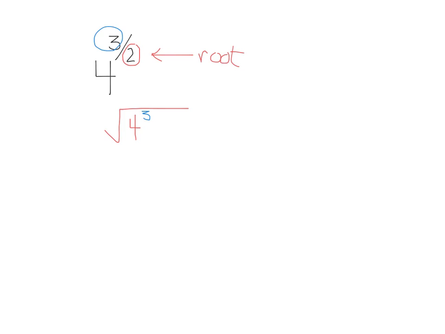So that means we can either take the square root of 4 cubed, or easier yet, we can take the square root of 4 and then cube that answer. Well, when we take the square root of 4, we get 2 because 2 times 2 is 4. When we cube that, we get 8 because 2 times 2 times 2 is equal to 8.